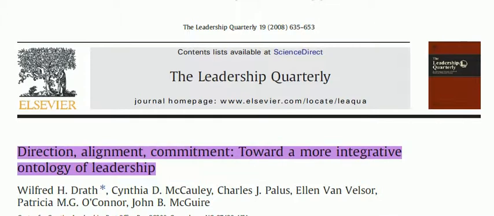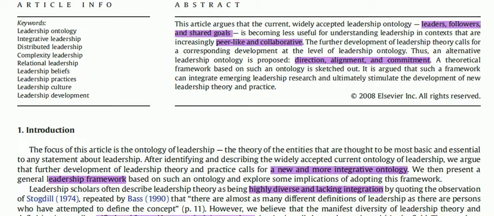So let's go down and have a look at the abstract, remembering that the abstract will then say what the introduction and literature review say in more detail. So we're going into this article in layers. So let's just touch on the abstract to orientate ourselves. Okay. Widely accepted leadership ontology. So widely accepted way of thinking about leadership. Leaders, followers, and shared goals.